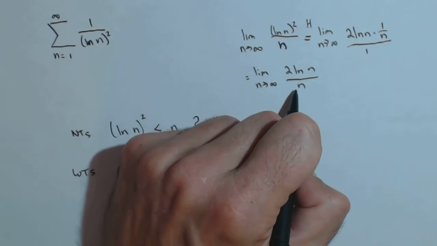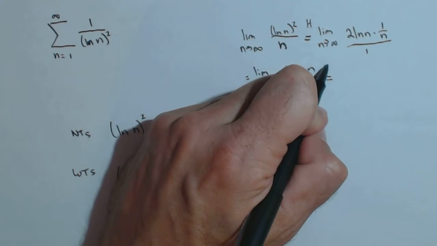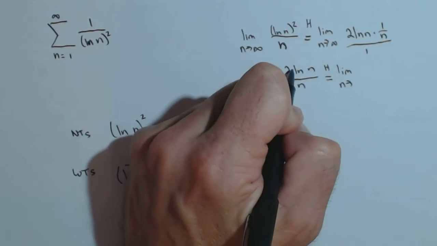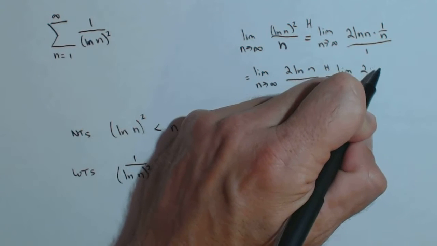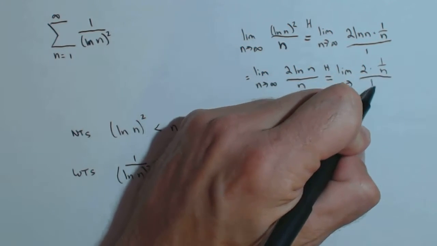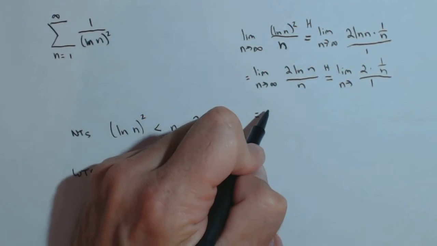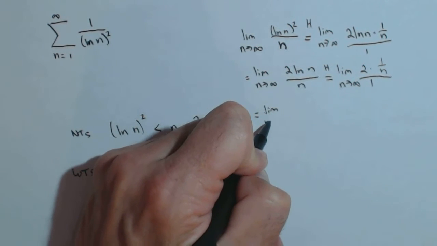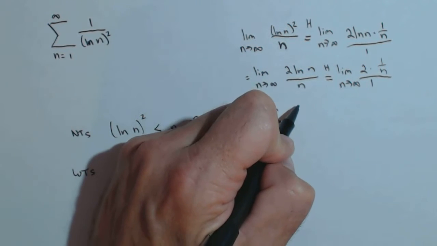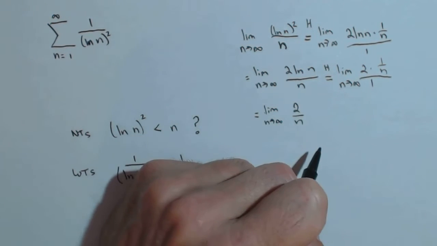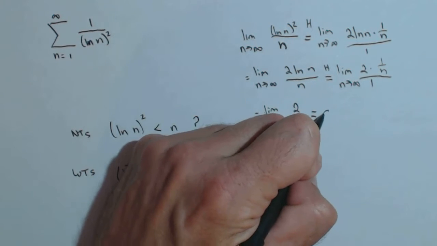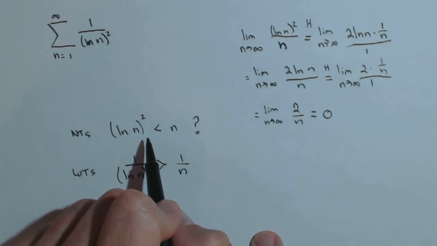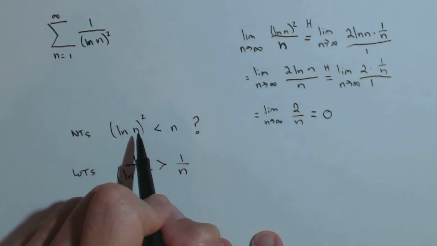Once again, we have an infinity over infinity case, so I can use L'Hopital's again. So now when we use L'Hopital's, this is just going to be 2 times 1 over n, over 1. Simplifying what we have, we've got the limit as n goes to infinity of 2 over n. When all is said and done, we know that that limit is equal to 0. So what we've done is we've shown that n is in fact larger than (ln n)^2.